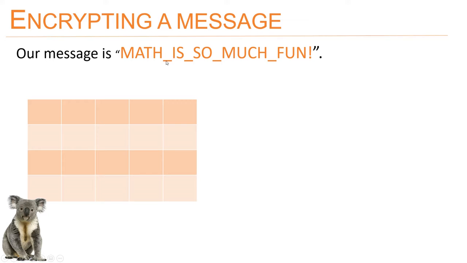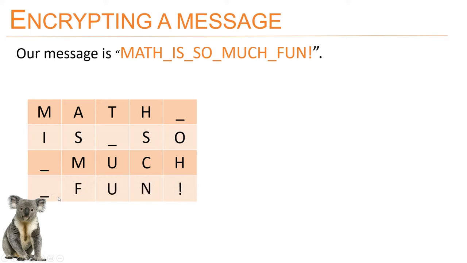I added underscores here because we want to make clear where the spaces are. Now the trick is this. Our sentence has 20 characters. That means we can fit it into a rectangle of 4 by 5. We will just write from left to right, like this. M-A-T-H underscore, then the next 5 characters, then the next 5, and then the last 5.